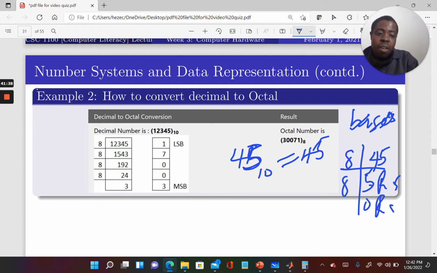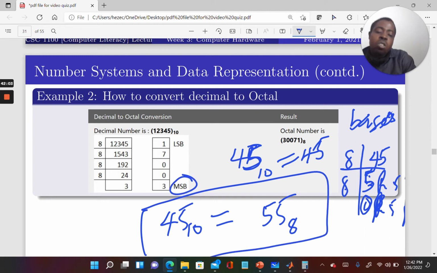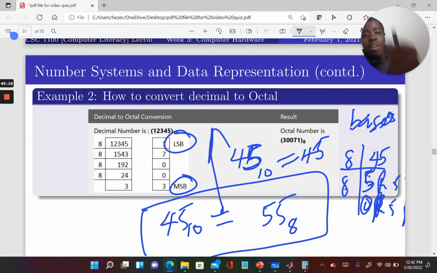Remaining this 5. Once this number is bigger than the one inside, if you now say how many times does 8 go into 5, it has to be 0. But your remainder has to be the 5, the small one inside here. And you can go up. So you can now say 45 in base 10 is equivalent to 55 in base 8. This one is called the most significant bit, while this one is called the least significant bit. So you have to start from the top when reading it.